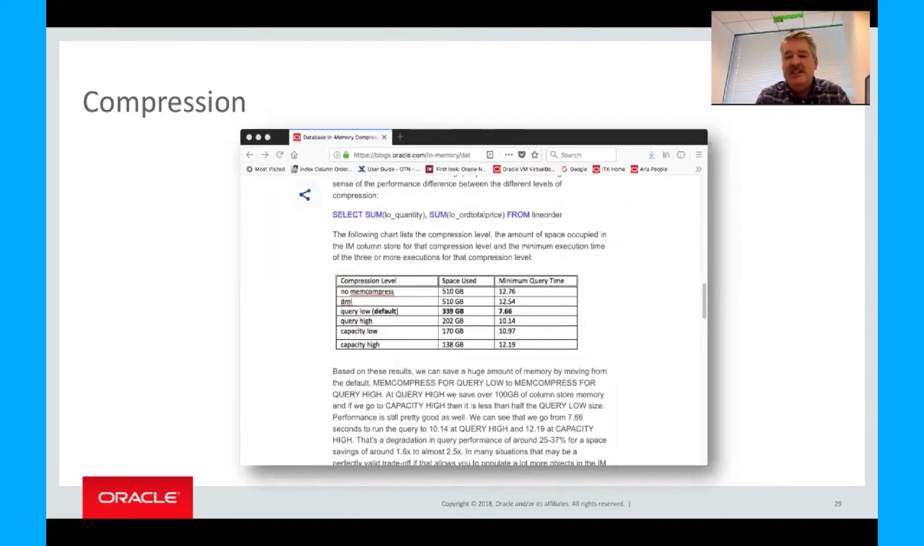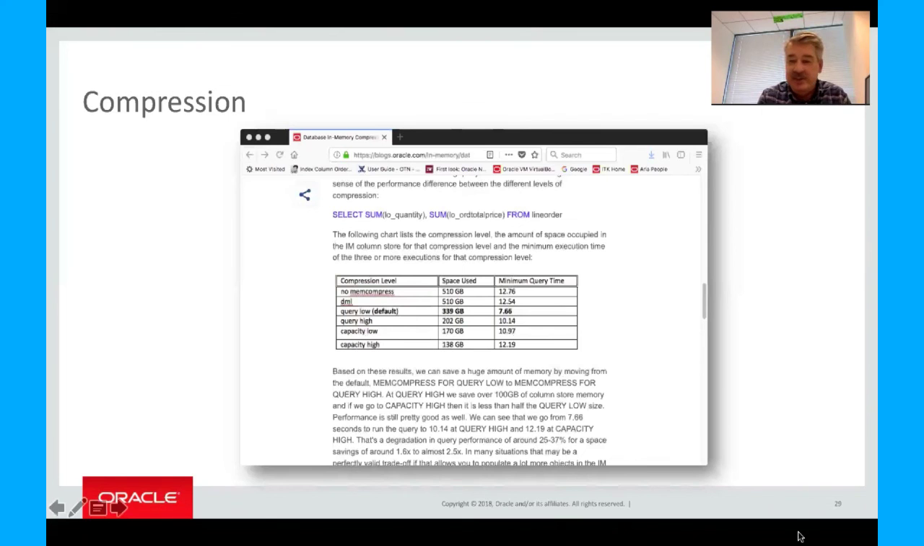So again, a lot of this came about in my mind with people who are saying, yeah, I don't have enough memory to populate all of the objects in the column store. And so does it make sense for me to still use Database In-Memory? And my response was, well, have you considered higher levels of compression where you can gain significant capacity or the number of objects you can populate and not really experience that much degradation, and certainly not as much as if you didn't populate it at all in the column store.